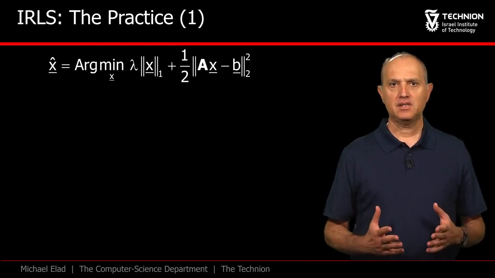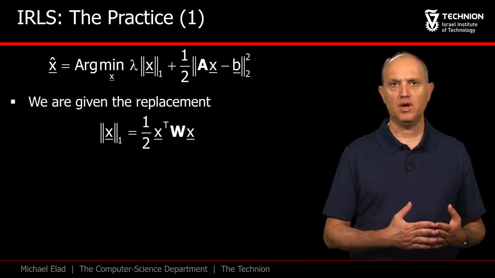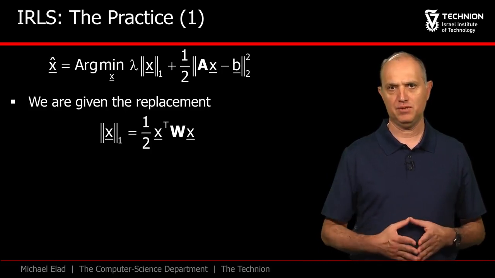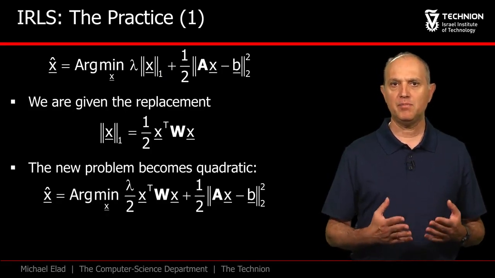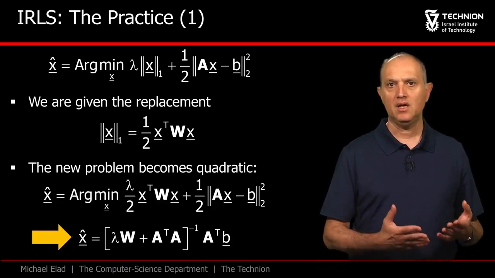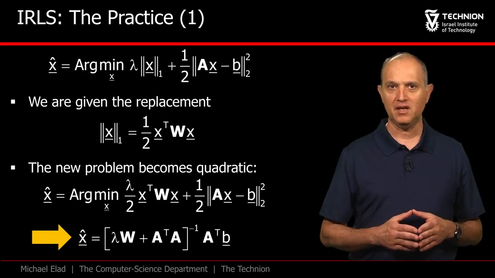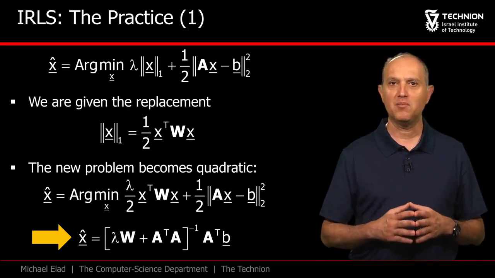Here is the IRLS in slightly more details. Let's start by assuming that W is fixed and the L1 has been replaced by this expression. The resulting problem is a simple quadratic penalty, and its solution is easily obtained as a solution of a linear system. The factor half that was introduced earlier simply makes the linear system more pleasant to read.